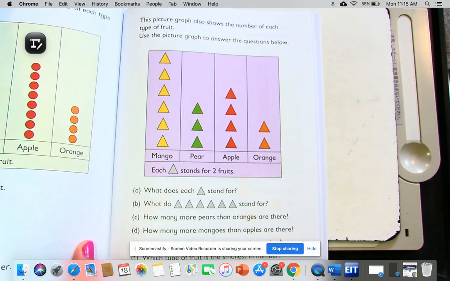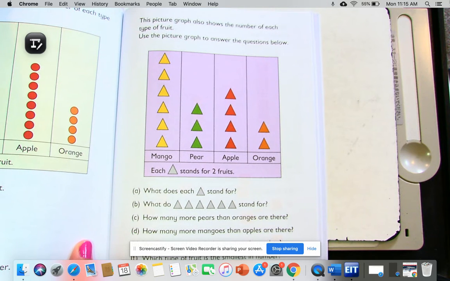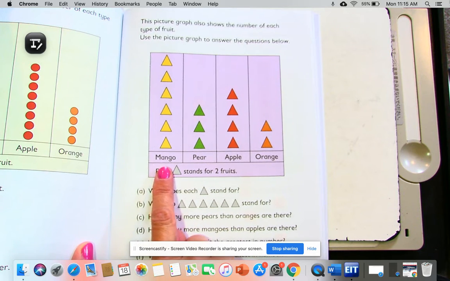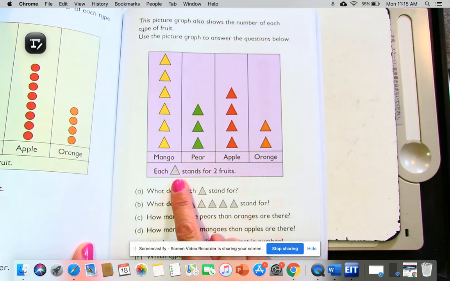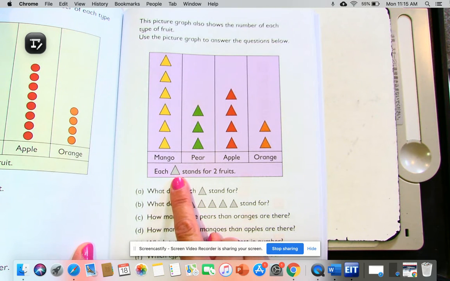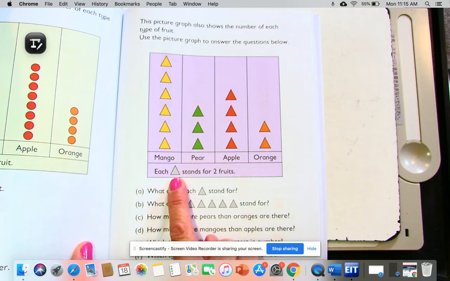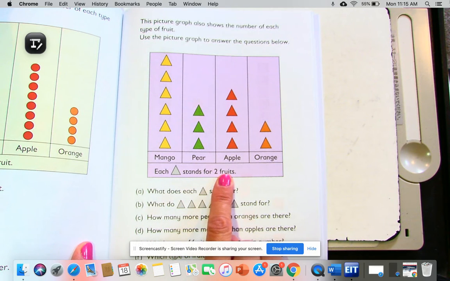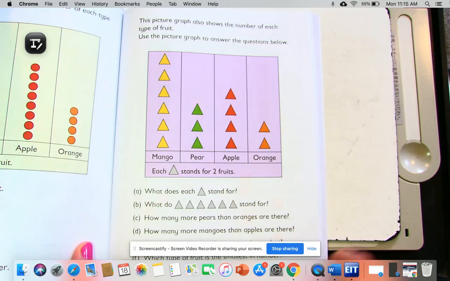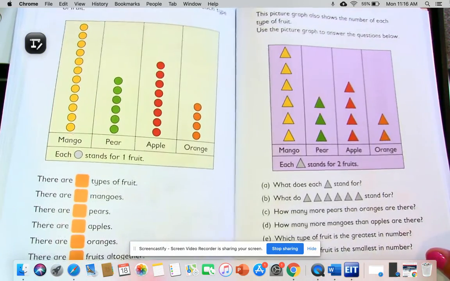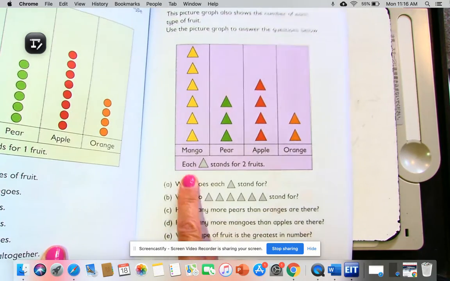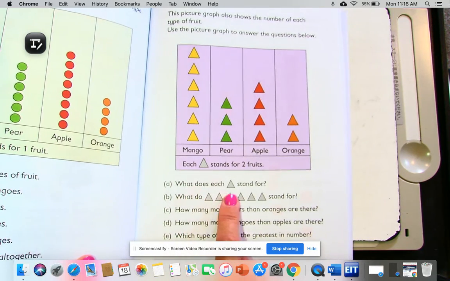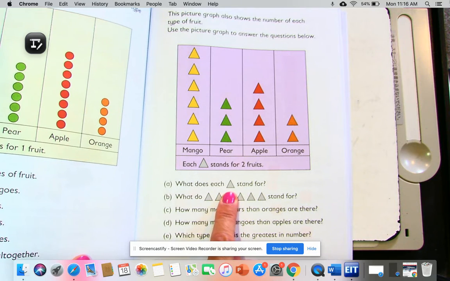All right. Now, this is also the same information, but they've changed the key. So it says this picture graph also shows the number of each type of fruit. Use the picture graph to answer the questions below. So you'll notice we're still talking about mangoes, pears, apples, and oranges, but now we're using a different symbol. The symbol we're using to stand for the fruit is now a triangle, and each triangle stands for 2 fruits. So different from the one on the previous page where each circle was 1 fruit. So now we know by looking at the key that each triangle stands for 2 fruit.